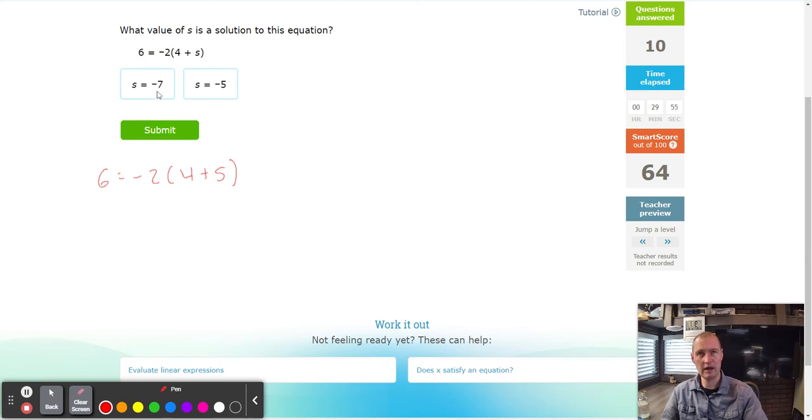All right. Our S, we're going to change into a negative 7. So we're going to take that S, change it to a negative 7. So everything else stays the same. So 6 equals negative 2 parenthesis 4 plus negative 7.